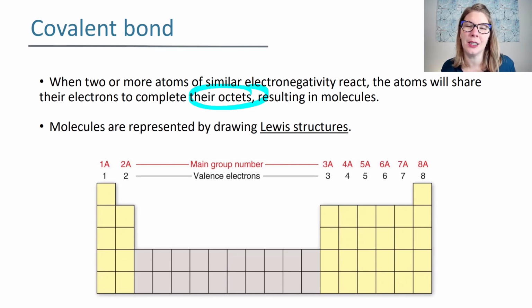In order to get to the point where we're drawing a Lewis structure, we need to be able to figure out how many valence electrons each atom has. Because when we make the Lewis structure, we are only allowed to draw the valence electrons for that entire molecule, because the core electrons aren't involved in bonding.